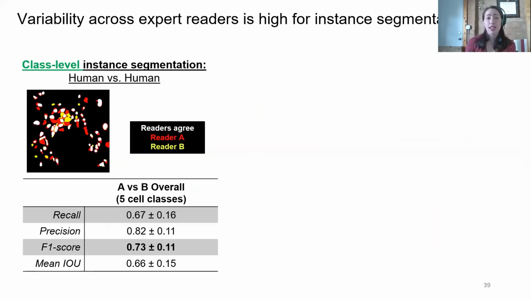If we look at class level instance segmentation compared human to human, we have one expert done in red, and white is where the two readers agree. Red is where reader A has defined a cell, but not reader B, and yellow is where reader B has defined a cell, but not reader A. If we look at the F1 score, precision and recall between humans, we're pretty low, with a recall of 0.67 between two readers.